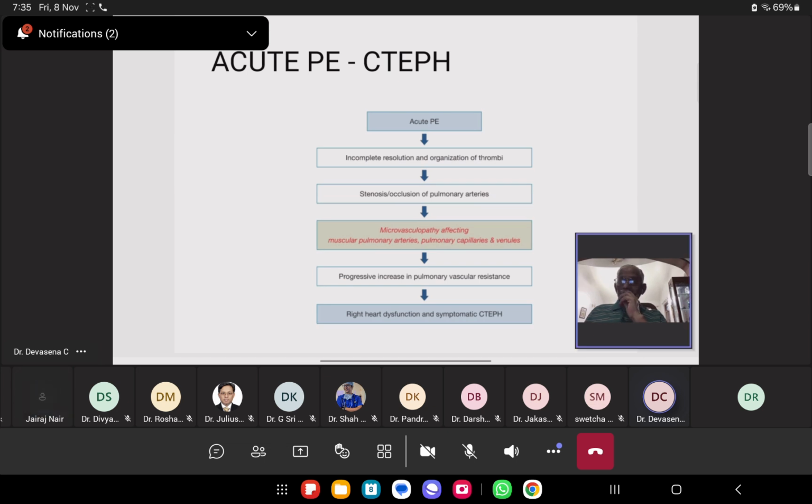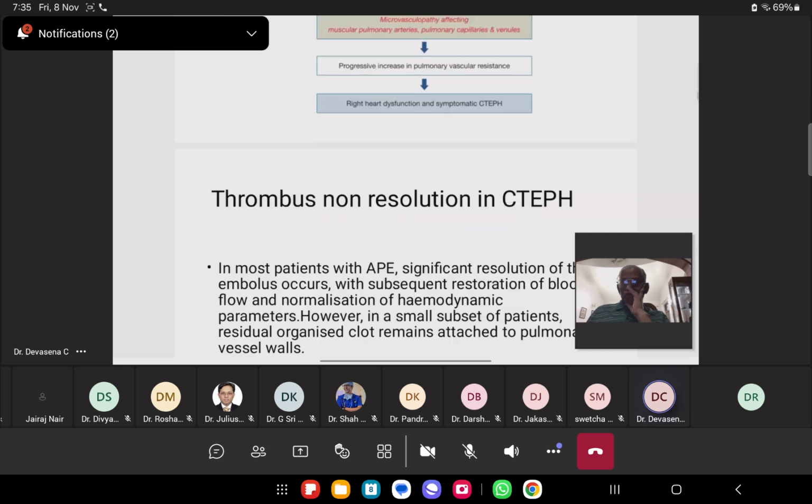Pathophysiology of progression of acute pulmonary embolism to CTEPH. In acute pulmonary embolism, when incomplete resolution and organization of thrombi occurs, it will lead to stenosis or occlusion of pulmonary arteries, which will affect microvasculopathy in muscular pulmonary arteries and pulmonary capillaries and venules, which will lead to progressive increase in pulmonary vascular resistance, leading to right heart dysfunction and symptomatic CTEPH.